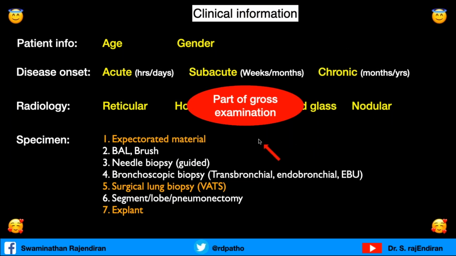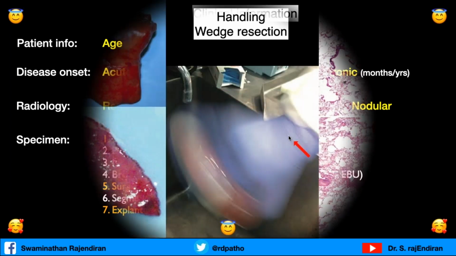Radiology is part of gross examination. You cannot omit radiology, not only in lung, in any organ. Before seeing the slides or after seeing the slides, you have to always correlate with radiology. The best thing to remember is radiology is part of the gross examination. And seeing the radiology report won't help. You have to go down to radiology and you have to sit with them and discuss them. Then only you can learn from them and they can learn from you. Please remember, radiology is part of the gross examination.